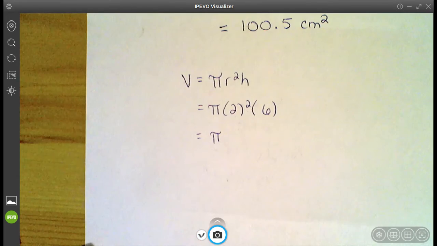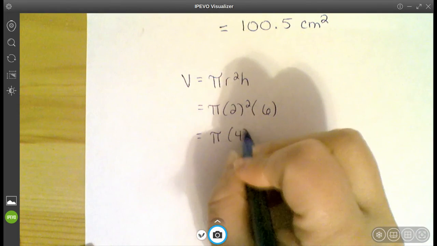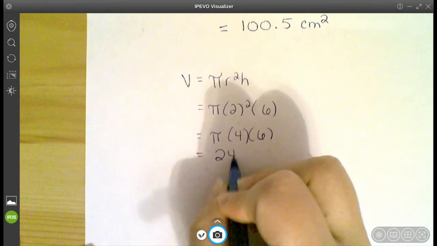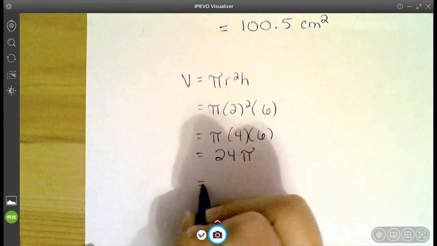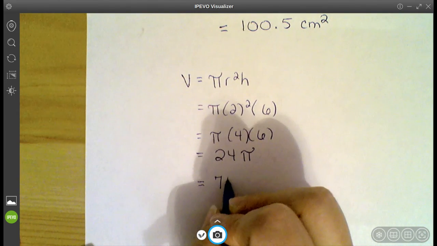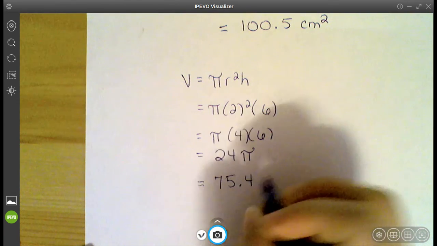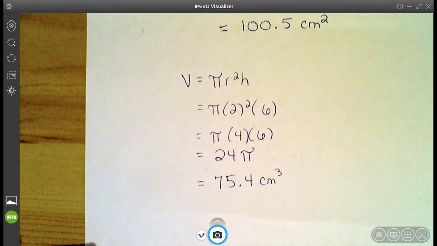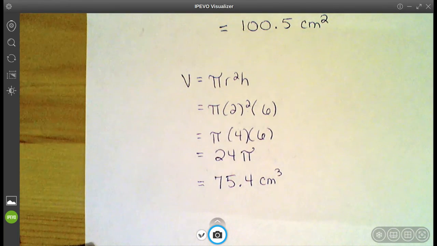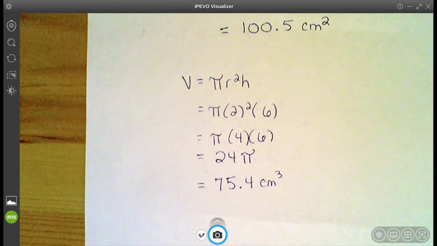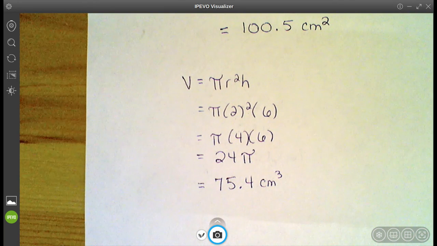2 squared is 4. So now we have 4 times 6, that is 24 pi. And again, we can put that into the calculator, and that's going to be 75.4. And for volume, it is cubic units. So this would be cubic centimeters. So that is how to use the surface area and volume formulas for cylinders.